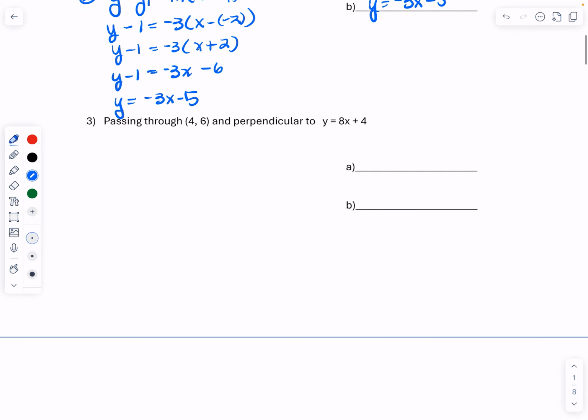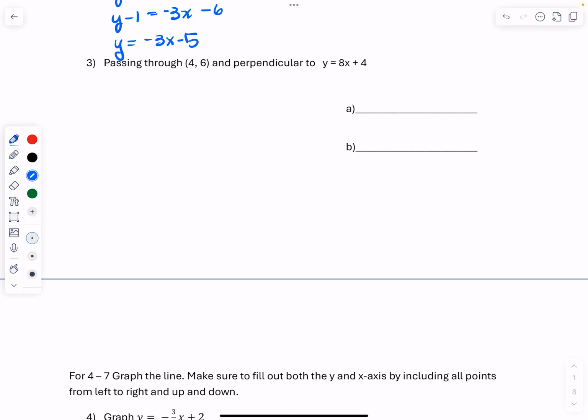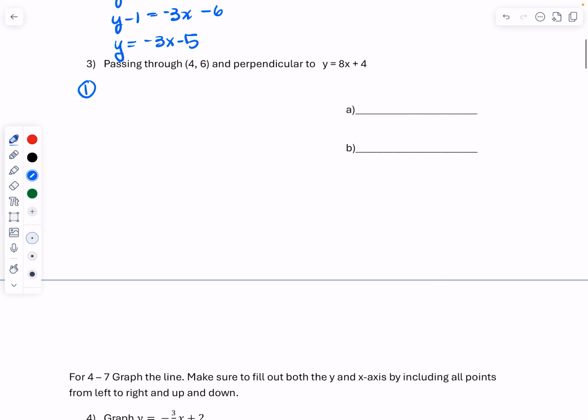Okay, let's look at number 3. Passing through the point (4, 6) and perpendicular to y equals 8x plus 4. Again, if I want to write an equation of a line, the first thing I need to do is find the slope. So we're dealing with perpendicular. I'm going to look at this line, y equals 8x plus 4. I know my slope is 8 because this is in y equals mx plus b form, which is slope-intercept form. The perpendicular slope to 8 is going to be negative 1/8. Remember, you change the sign and take the reciprocal of the regular slope to get perpendicular.